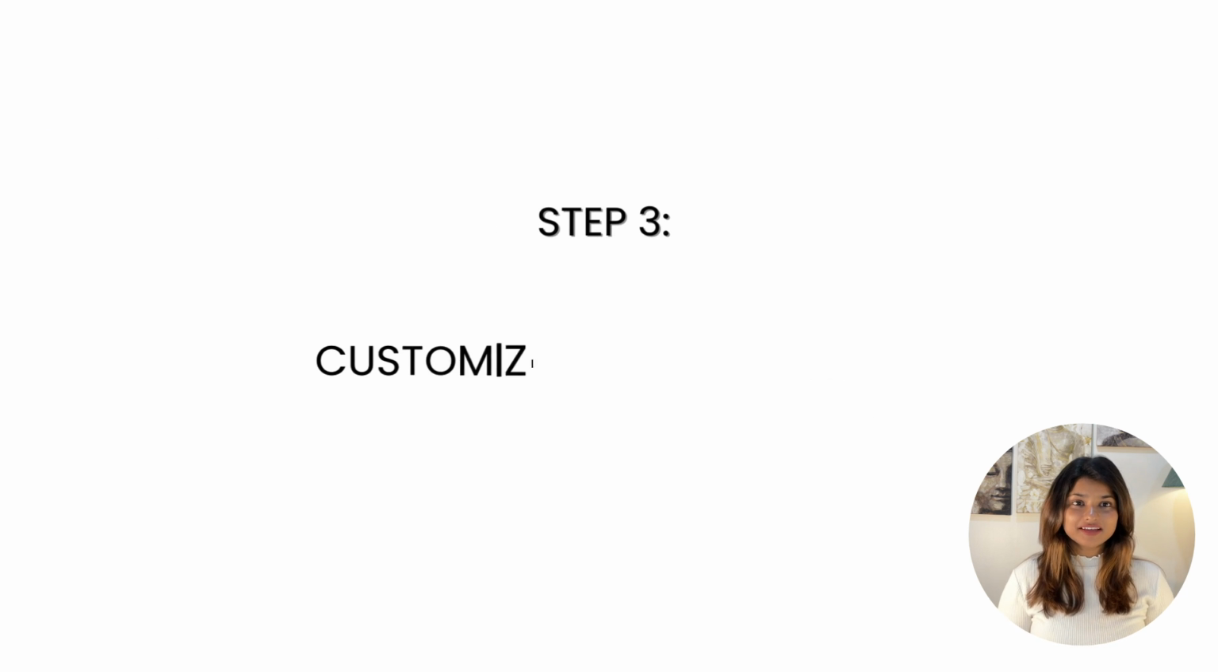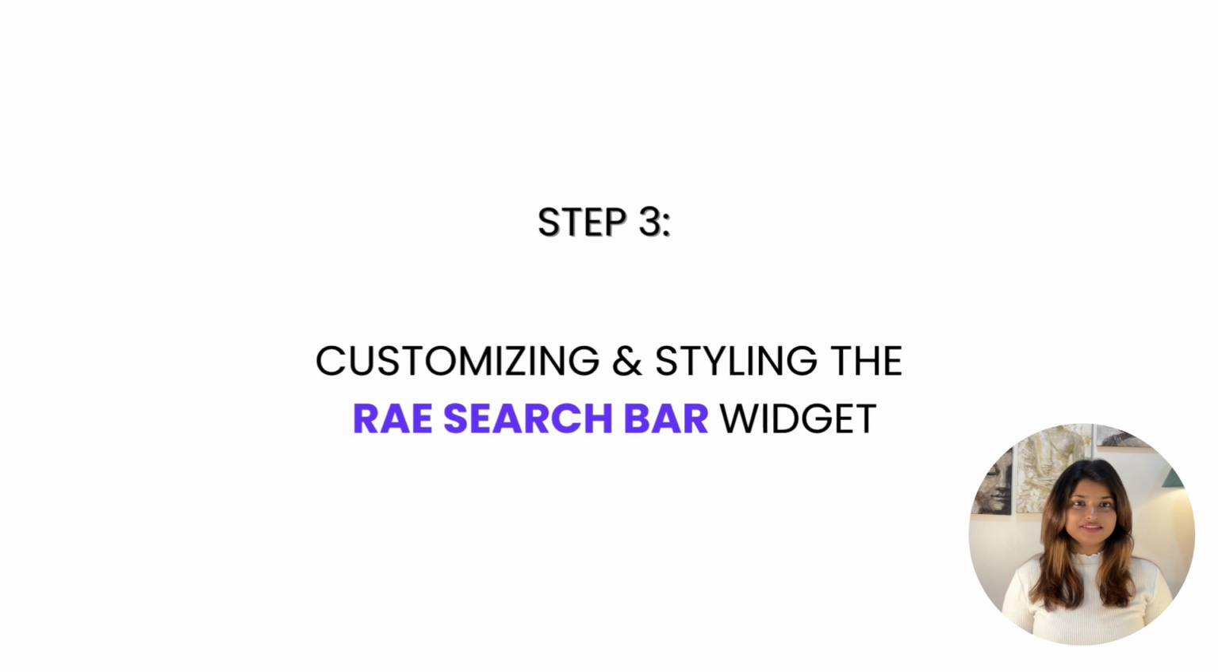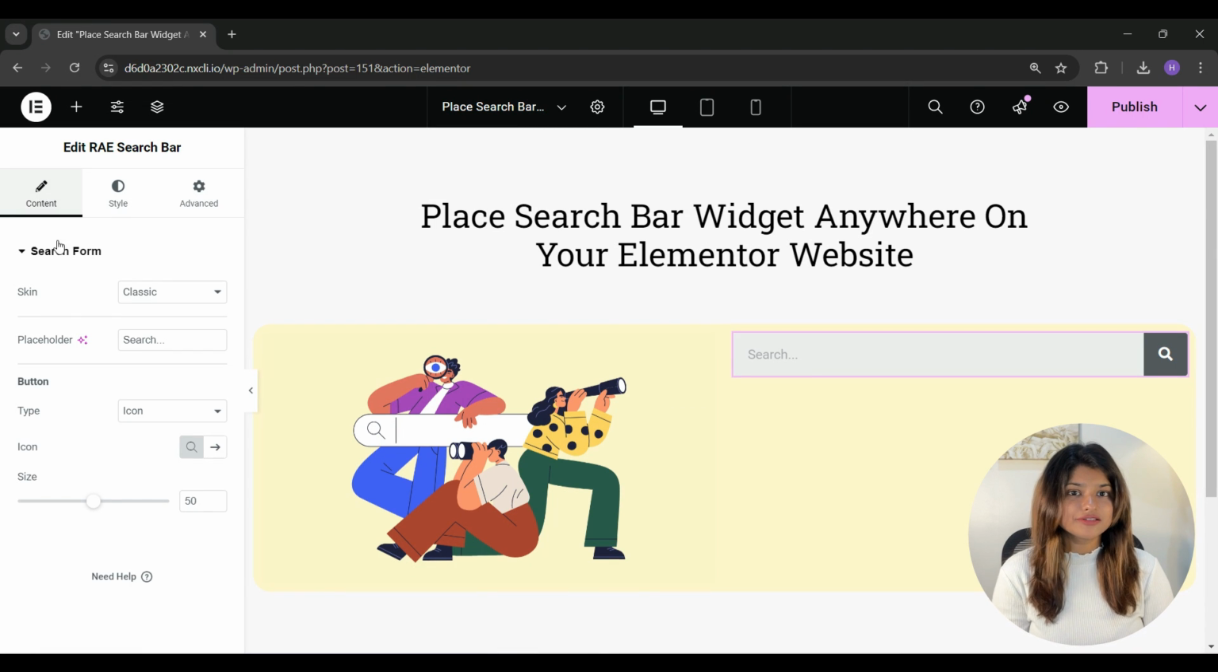And step 3 is customizing and styling the RAE Search Bar. So now let's start customizing the search bar. Under the Content tab, the first setting you'll see is Search Form. And under Search Form, the first option is Skin. There are 3 custom skins for your search bar. So this is how the Classic style appears. It allows you to add an icon or a search text as a button in the search bar.